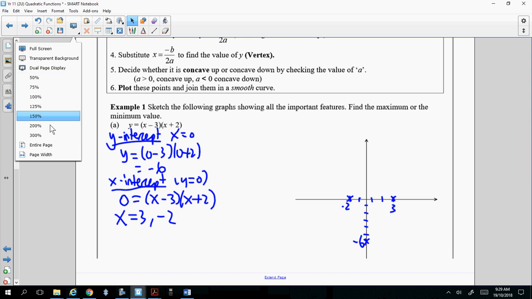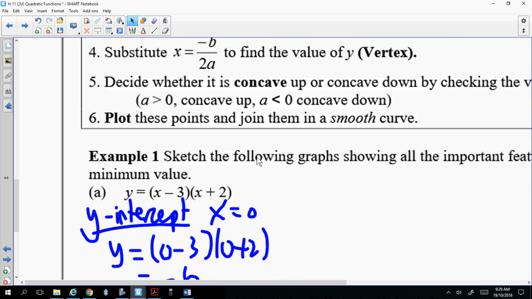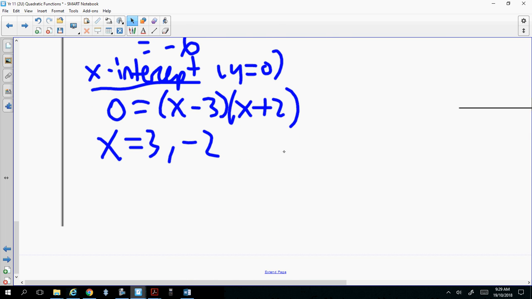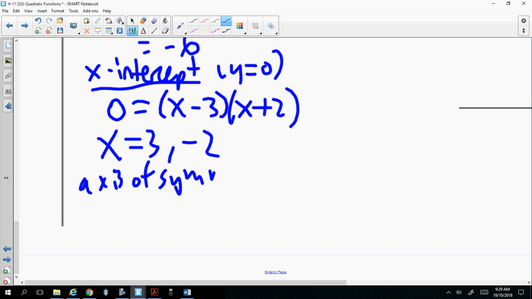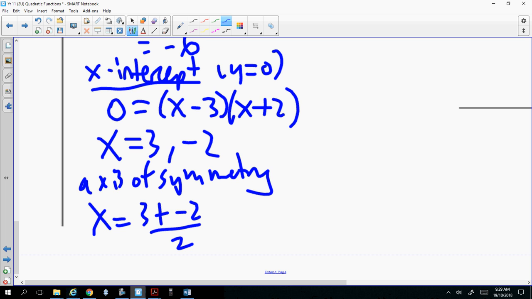So to find the axis of symmetry, it's just exactly halfway between the x-intercepts. So you go x equals the average, which is 1 over 2.